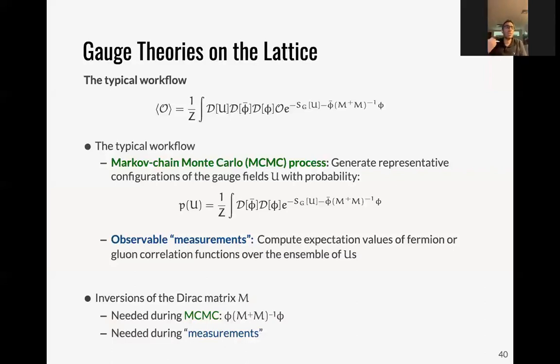And here I'm reiterating that the inversion of the Dirac matrix, so obtaining the inverse of this M matrix, is needed in both stages of the calculation. You need it when you compute the probability, right? Because it appears in the exponent here. And you need it during the so-called measurements, because we said the observables are expressed in terms of the inverse of this matrix. And so this calculation of the inverse of M becomes basically the most computationally demanding part of any of these lattice QCD simulations.